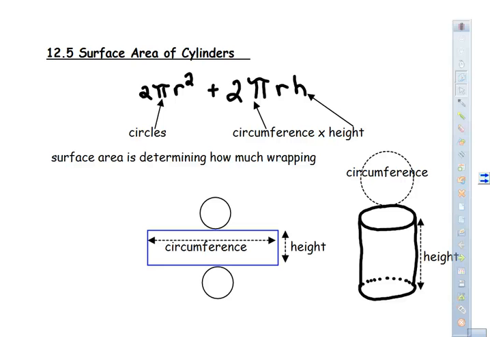Alright, it is 12.5 surface area of the cylinder. What I want you to do is go ahead and hit pause and write all of this information down. Obviously, the most important part to get down is this formula and understanding what this is all pertaining to. So go ahead and do that.